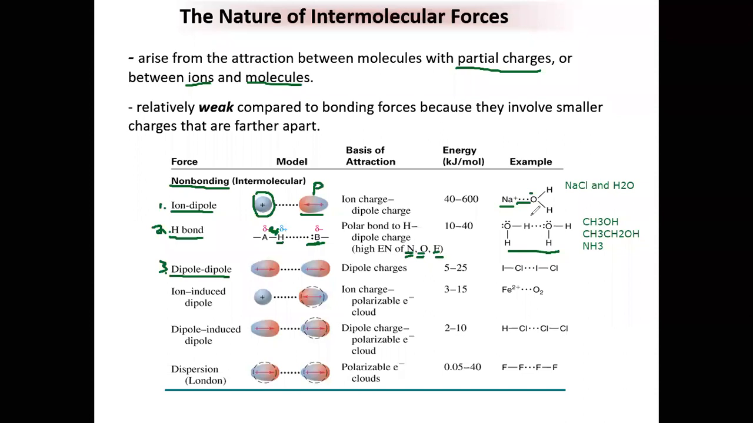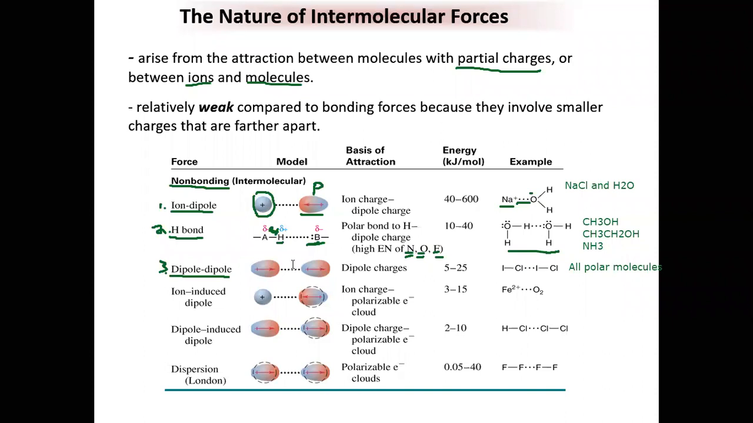So intermolecular bond distances, the shorter they are, the stronger the intermolecular interaction. So with dipole-dipole, all polar molecules have dipoles. So if you have a polar molecule, it's going to have dipole-dipole interaction. Now, hydrogen bonding is a subset of dipole-dipole. It's just a very strong type of dipole-dipole interaction. But anytime you have a polar molecule, you're always going to have dipole-dipole interactions present.